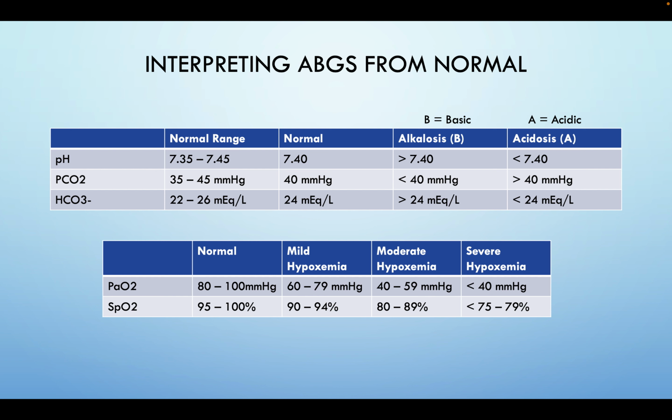Here I broke down normal ranges and how to classify acidosis and alkalosis based on pH, bicarbonate, and PCO2 values. Additionally, ABGs can classify oxygenation status using PaO2 and SpO2, which are the values that determine the amount of oxygen in the blood and amount of oxygen bound to hemoglobin, respectively. Another addition is that alkalosis means basic and acidosis means acidic.